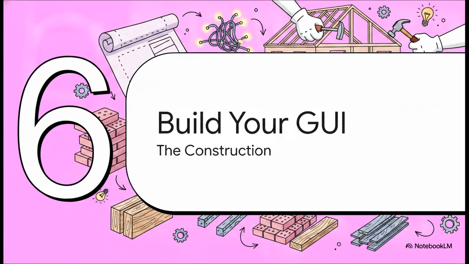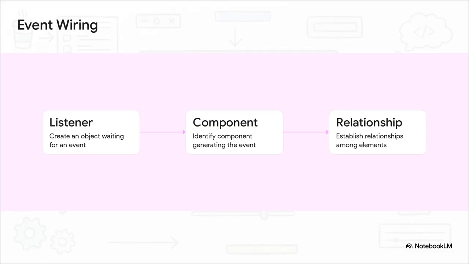Section 6. How to build your GUI. The construction. Okay, here is the exact sequence to pull this all together. Step 1. Import your required packages like java.awt and javax.swing. Step 2. Instantiate the top-level outer container. Think of this as framing the exterior walls of the house. Step 3. Instantiate your inner containers and add your controls like those buttons and text fields we just looked at. Step 4. Add that inner container to your top-level container. Step 5. Display the top-level container to the user. And finally, Step 6. Ensure you make the GUI thread-safe so the whole thing runs smoothly.